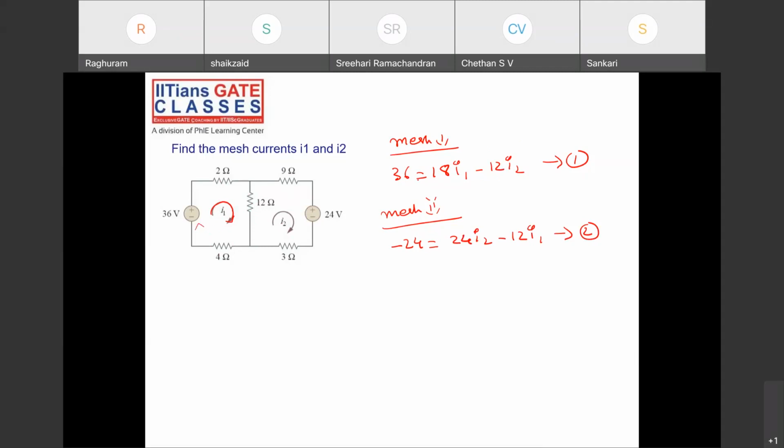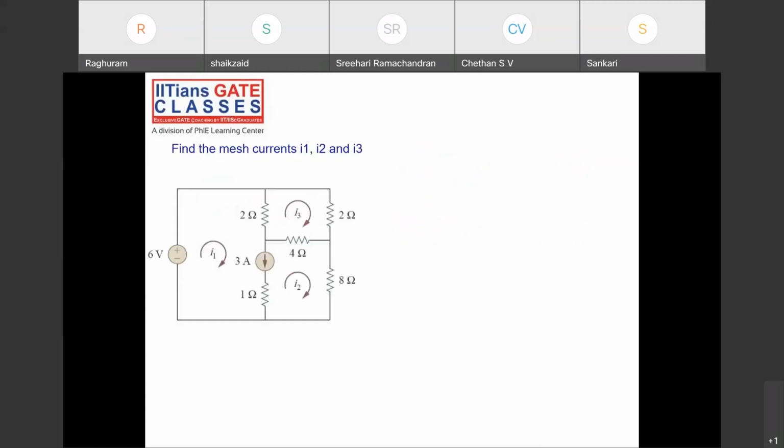So minus 36 is equal to plus 36. Okay, here it is plus 24, so it is equal to minus 24. And all the resistances, 12 plus 9 plus 3 is 24, 24 I2. And then the common one is 12, minus 12 into I1, is the second equation. Clear, everyone? Clear, right? You can solve for I1 and I2. This one, quickly.